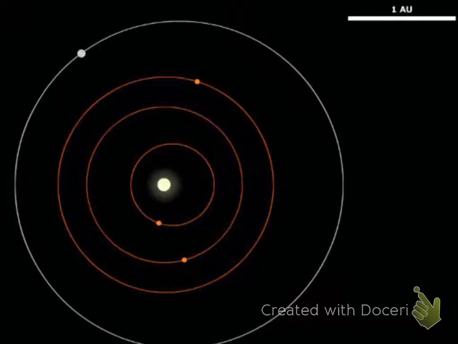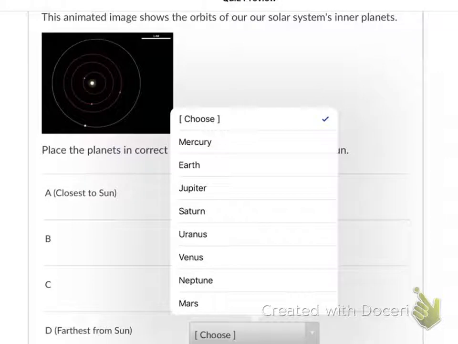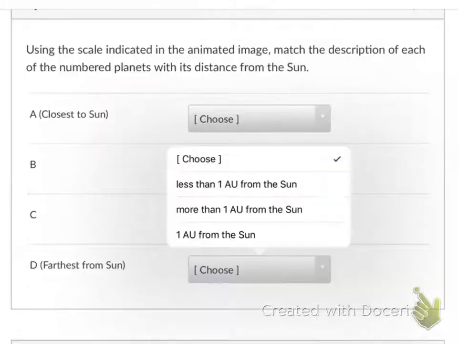So the drop-downs give you 8 options, because there are 8 planets in our solar system. Obviously, there's a lot of extra choices here you're not going to use, so just keep that in mind. We only want the 4 inner planets of the solar system in question number 1.